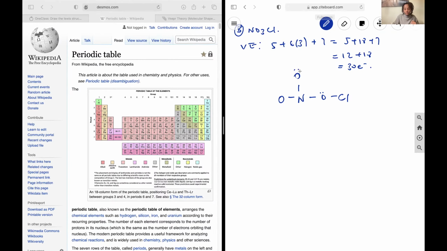Again, fill in our octets as we did before, and see if we have any electrons left over.